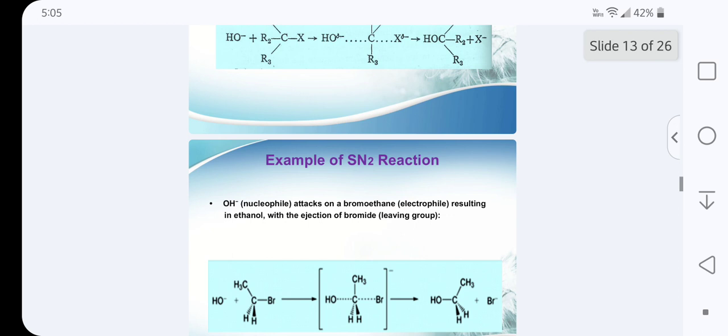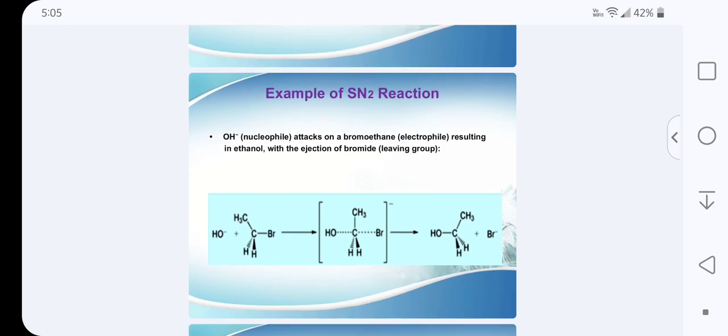Examples of an SN2 reaction: bromoethane reacts with OH minus, the hydroxide anion, resulting in a transition state, and thereafter it is converted into ethanol plus bromide anion. This is an example of an SN2 mechanism.